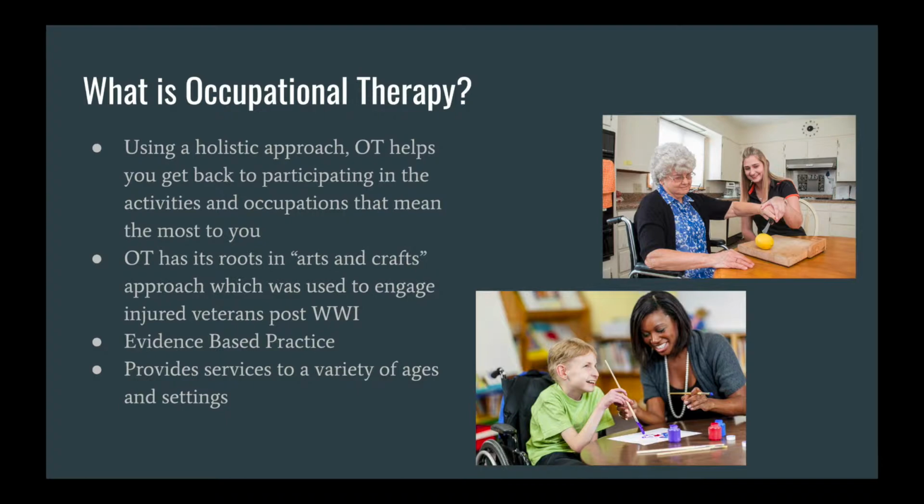Some of those could be mental health, home health, skilled nursing facility, hand therapy, work conditioning, work hardening, pediatric outpatient, school system, acute care, which is in the hospital, early intervention, and even more. So there's lots and lots of places where occupational therapy can be used, but it makes sense because anywhere where somebody's going to have issues engaging in their daily activities is an area where we can help.